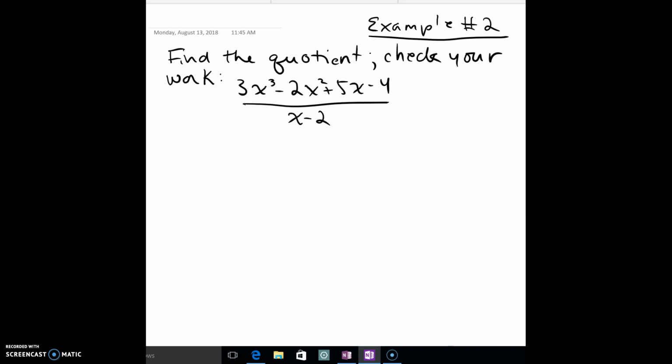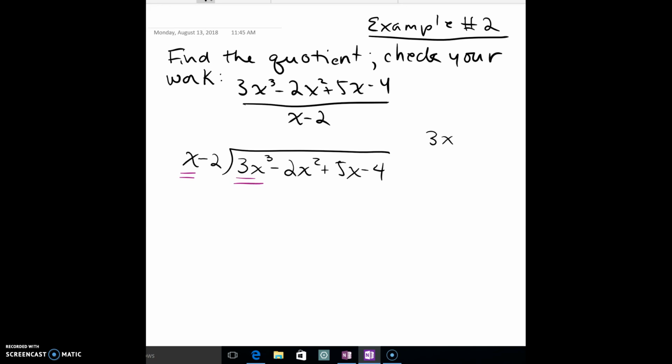x minus 2. So the first thing we tend to do is rewrite it in that standard notation where we have the divisor on the outside and the dividend on the inside. For the division algorithm, the first thing we're always going to do is divide. Divide means we take the highest degree term of the divisor and the dividend and divide them. So 3x cubed divided by x: 3 divided by 1 is 3, x cubed divided by x to the first is x squared. So the first piece of our quotient that goes up here is 3x squared.